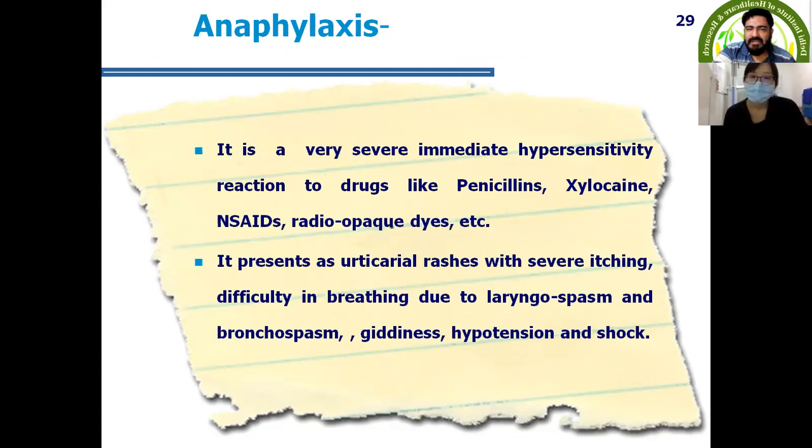In anaphylaxis, which is an allergic reaction, it is a very severe immediate hypersensitivity reaction to drugs like penicillin, xylocaine, NSAIDs, radiopaque dyes, etc. In xylocaine, methylparaben is mostly the causative agent, which is the preservative used in lignocaine or xylocaine, and it is present in our local anesthesia. There are urticarial rashes, severe itching, difficulty in breathing due to laryngospasm and bronchospasm, giddiness, hypotension, and then the shock stage in anaphylaxis.